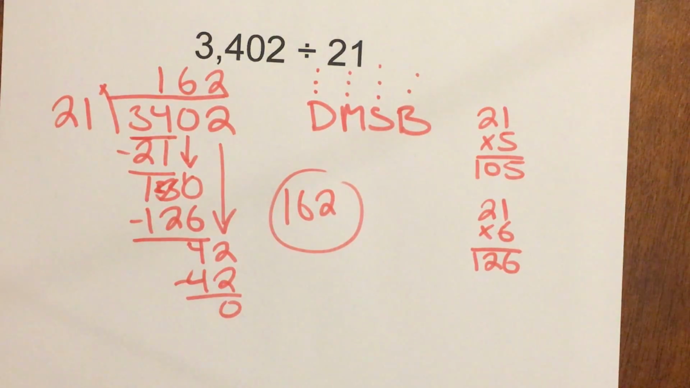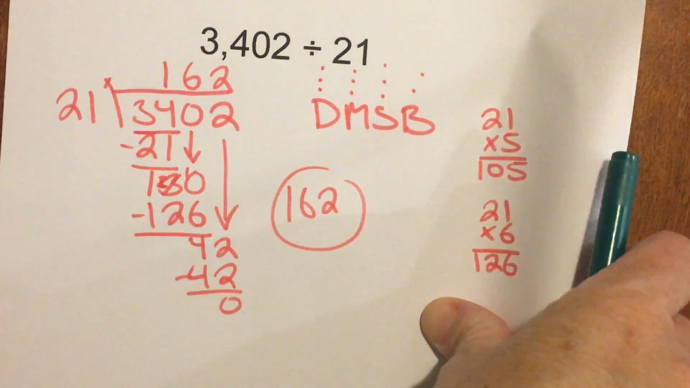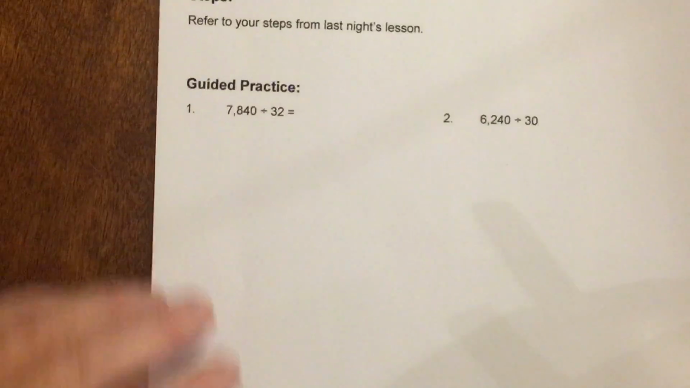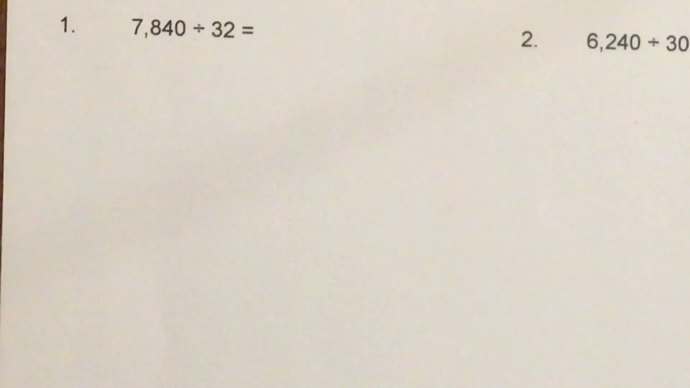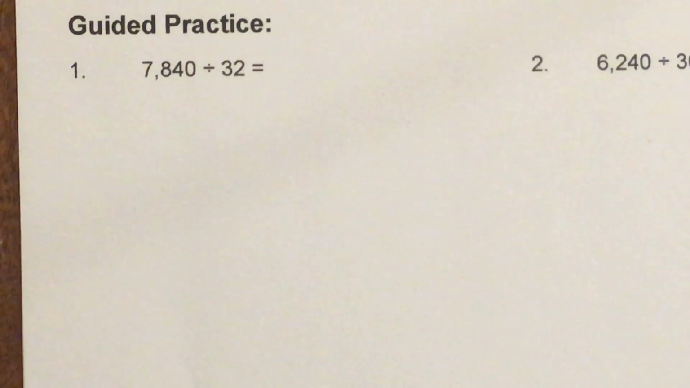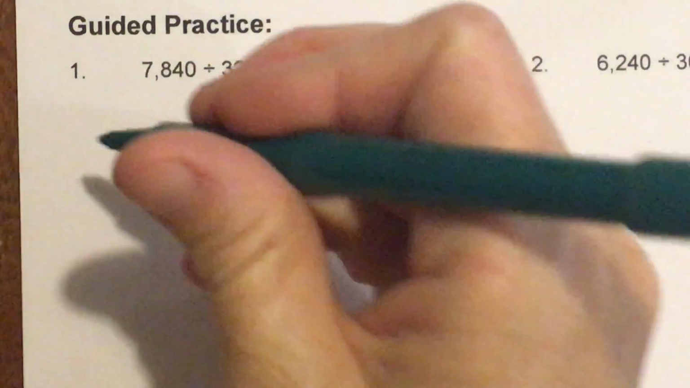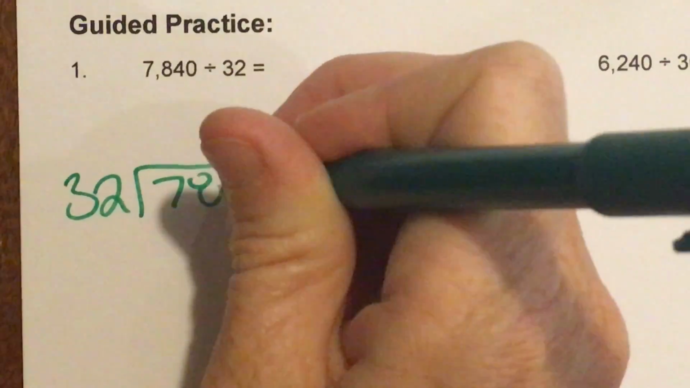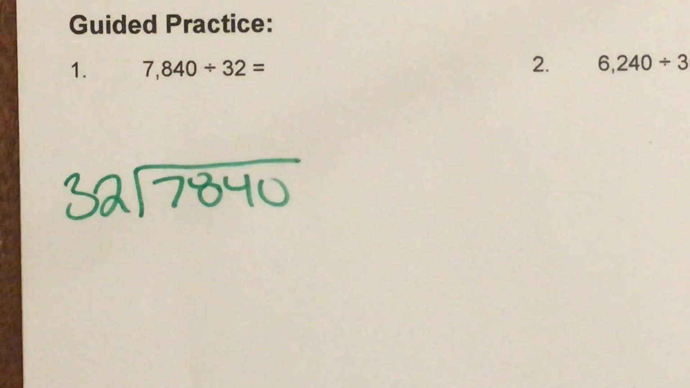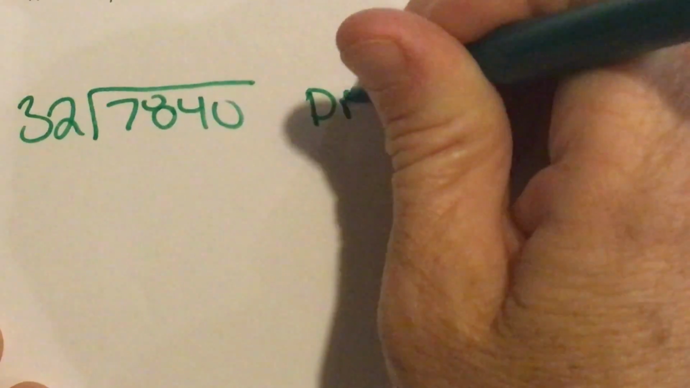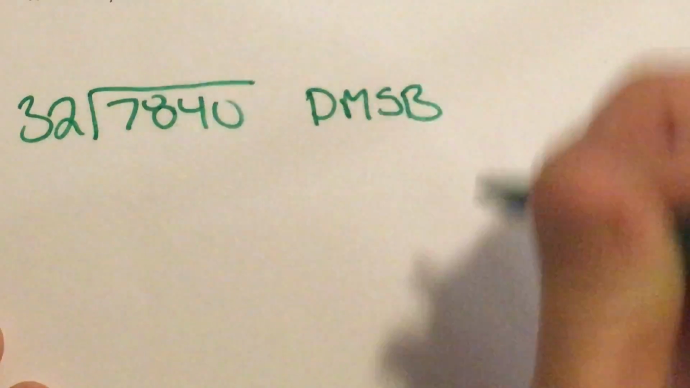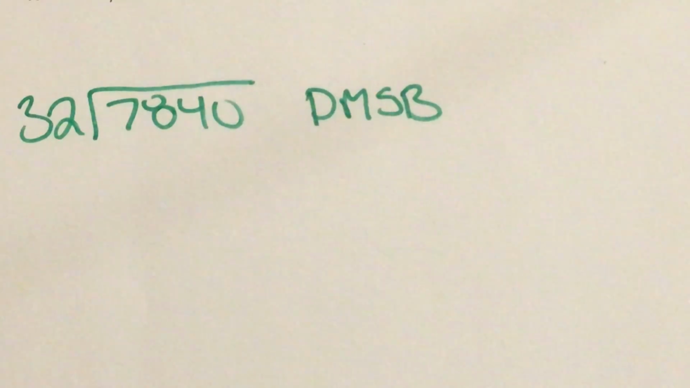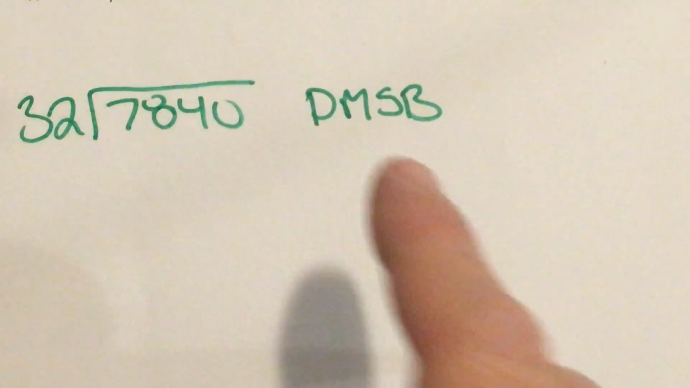Okay, so let's try some. All right, so what does this look like? Ready? So step 1 is you're going to set it up correctly. Step 2 is I'm going to write daddy, mommy, sister, brother. And then step 3 is I'm going to start, and I'm just going to follow this.